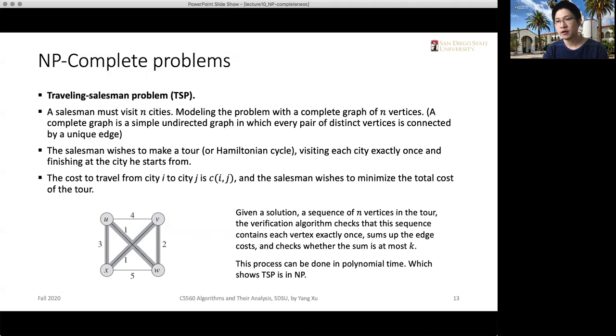But the problem itself is NP-complete, okay? We are not going to show how to prove NP-completeness now; we will come to that later in the last slide. But here we just need to know that it's verifiable within polynomial time. So that's why it belongs to the class NP. Okay.